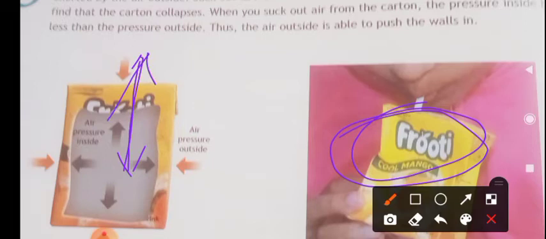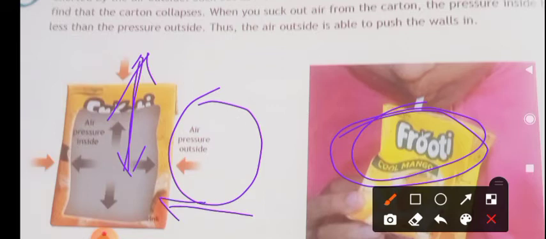At the same time, the air pressure present outside acts on it. That's why it makes the object collapse. Okay, children, and also gases exert pressure equally in all directions. Atmospheric pressure decreases as the height above sea level increases, because the density of air decreases as height increases.